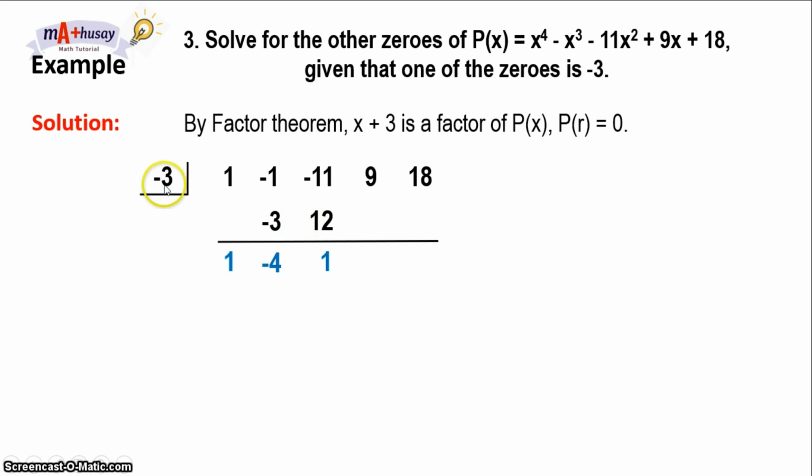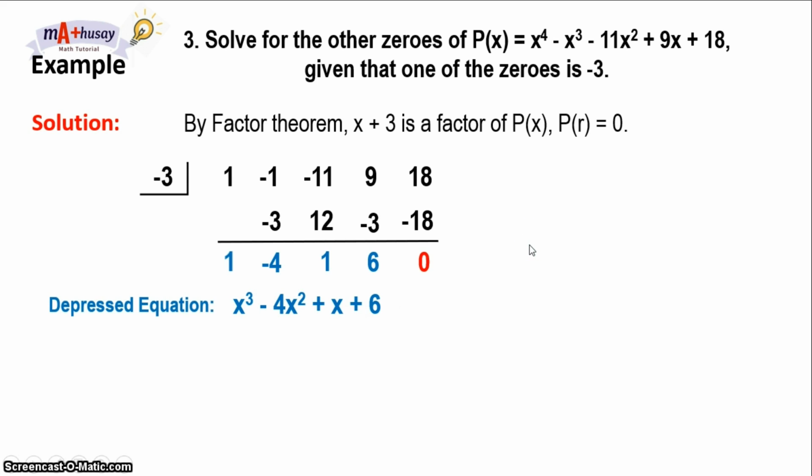Now, negative 3 times 1 is negative 3. So, 9 minus 3 is positive 6. Negative 3 times positive 6 will give you negative 18. And 18 minus 18 is 0. So, in this case, we can now write our quotient, which is x cubed minus 4x squared plus x plus 6. This is your first depressed equation.